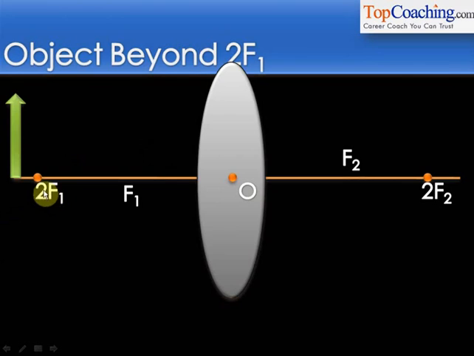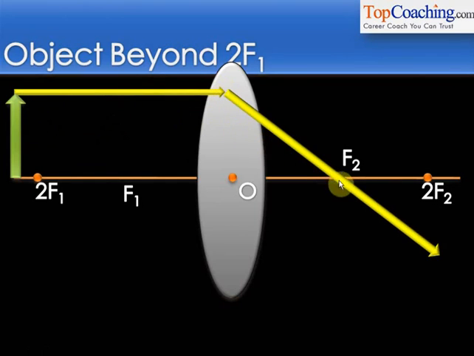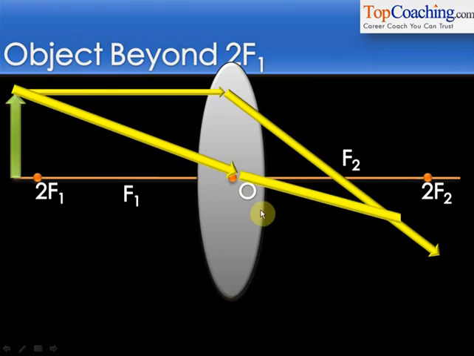To form the image, we must get some rays from the object to fall on the convex lens. We know that a ray parallel to the principal axis after refraction passes through the second focus. So since that ray is known, I have brought out a ray parallel to the principal axis from the object. Here we go. This ray passes through the second focus. We also know that a ray passing through the optical center continues undeviated.